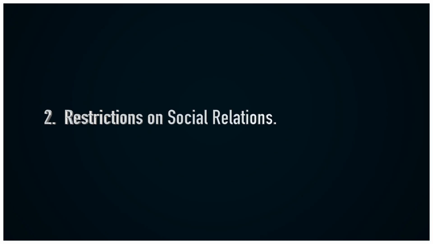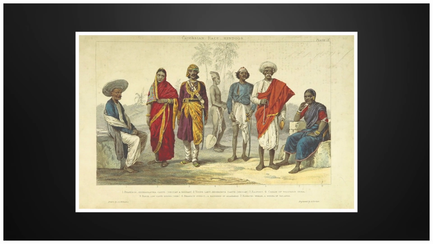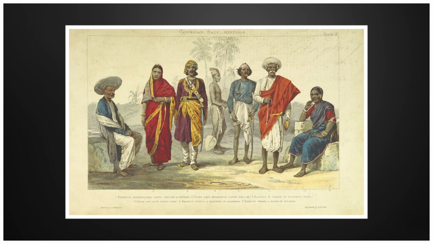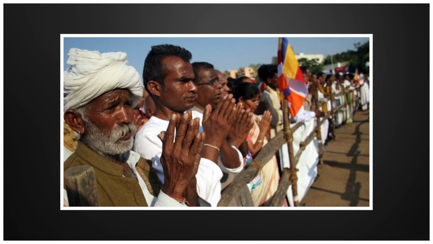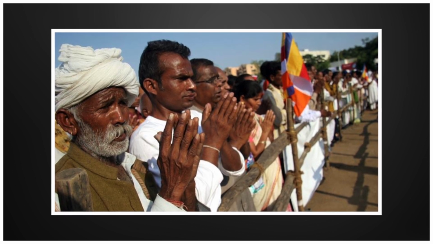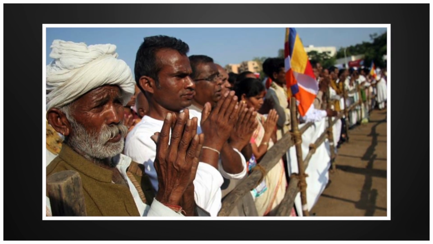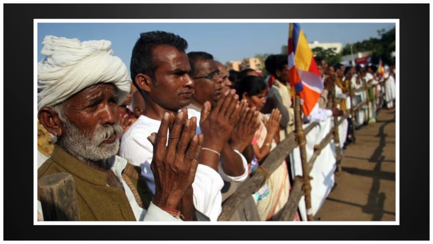Then another one is restrictions on social relations. The caste system puts restrictions on the range of social relations also. The idea of pollution makes this point clear. It means a touch of a lower caste man would pollute or defile a man of higher caste. Even their shadow is considered to be enough to pollute a higher caste man.